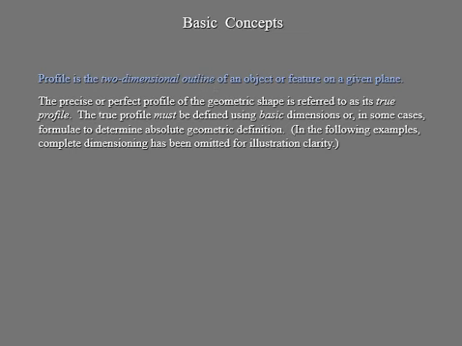So now you have your precise, your perfect profile for your geometric shape, and we're going to refer to that as the true profile. If you have a true position, we call it true position, true size, true angle. Now here, true profile. The true profile has to be defined by using the basic dimension, by the way. I've been telling you again and again every chapter, the basic dimension is for your true stuff, so true profile. And of course, you're going to formulate that to get your absolute geometric definition.